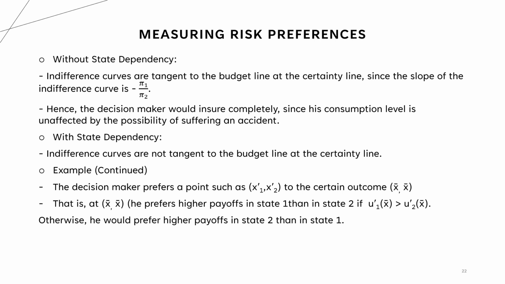With state dependency, if the utility depends on the state of nature, the indifference curves are not tangent to the budget line. The decision maker now prefers a higher payoff in state 1 if they derive more utility in that state compared to state 2. If their utility in state 1 is higher, they would prefer insurance policies that offer better outcomes in that state.